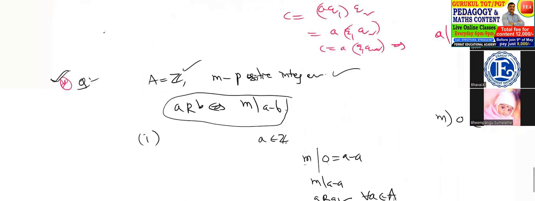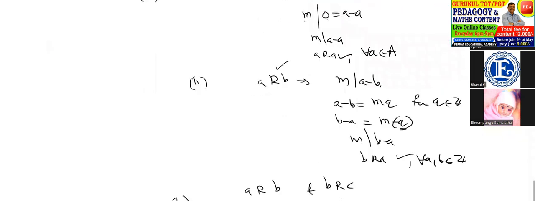So from all these cases, what do you observe? It is reflexive, symmetric, and transitive. If a relation satisfies these three properties, automatically that relation is an equivalence relation.